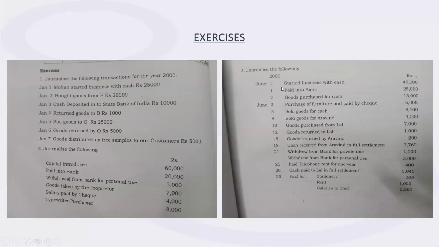For example, in the third exercise, on June 30th, you can see cash has been paid for stationery, rent, and salaries. These are all cash transactions, and they are done on the same date. So a compound journal entry can be made from this. So try all these exercises.